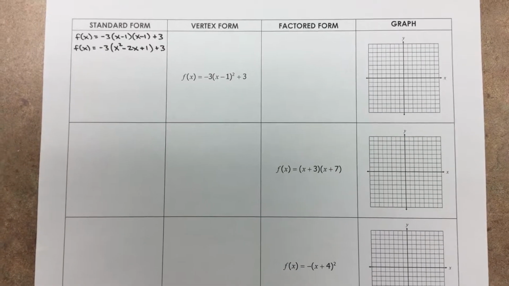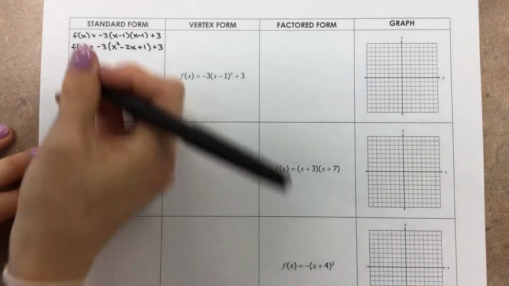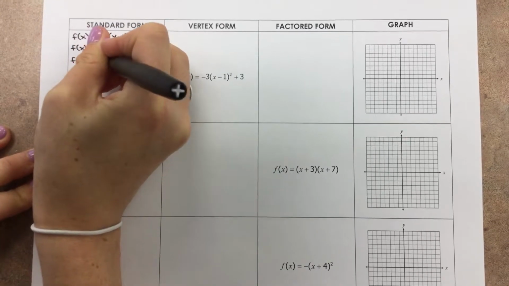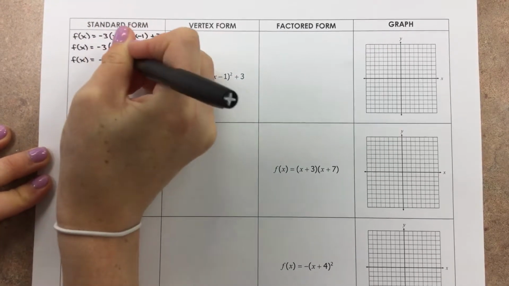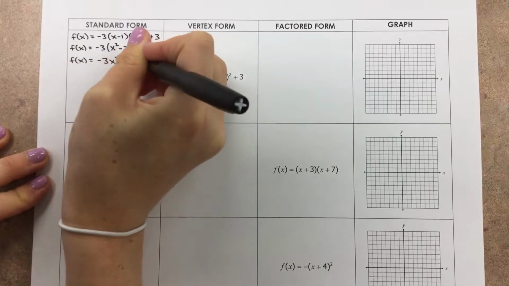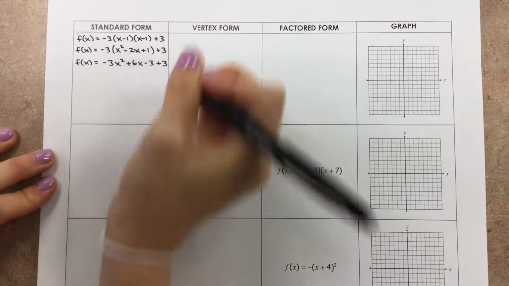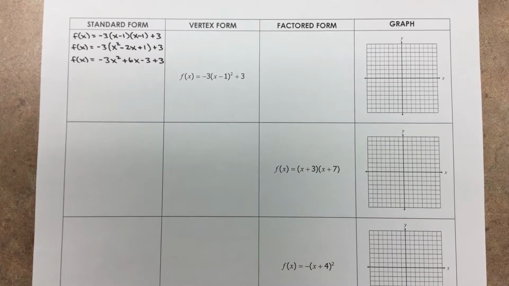So then, multiplication, we're gonna take this -3 and distribute. So distribute, I have negative 3x squared plus 6x minus 3. And then after the parentheses, I still have this plus 3. And last thing to do is just combine like terms.